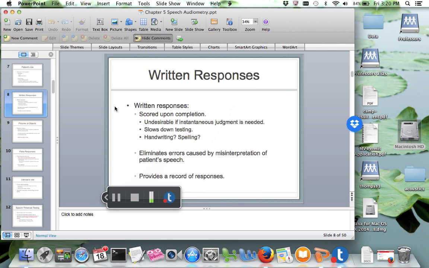Written responses are slower, but they are scored upon completion. In addition to being slower, you have to worry about the person's handwriting, whether or not you can read their responses and their spelling. But written responses eliminate errors caused by misinterpretation of the patient's speech and provide a recorded record of the responses. Okay?